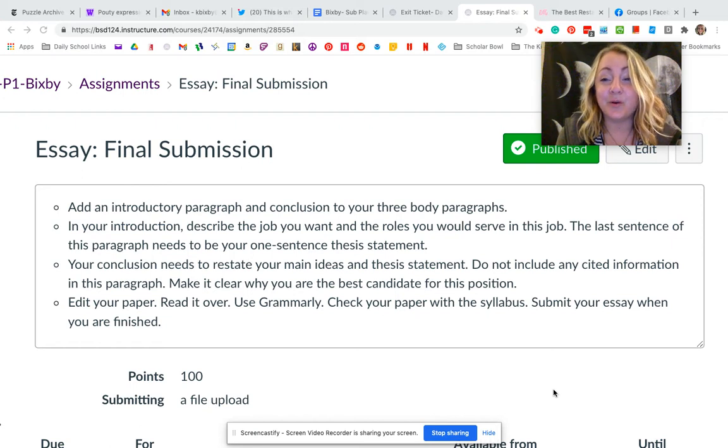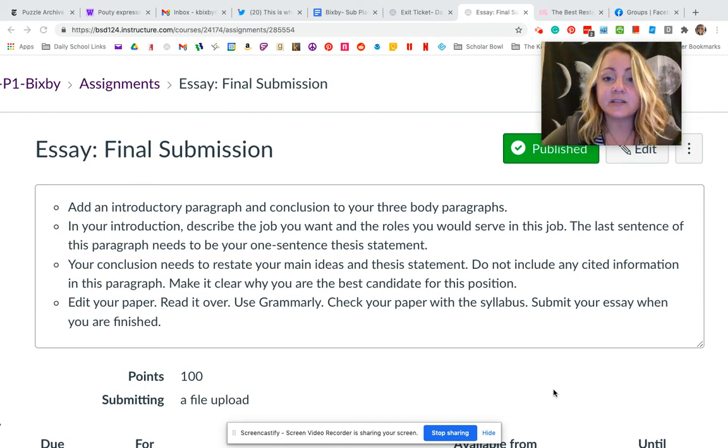That means you're going to read it over. One thing that I would do is do a Command F and search for the word "you." Remember, you never want to use second person in your formal writing. Anytime you're talking about "you," ask yourself who it is you're really talking about, and then change it to that more specific word. Then check your paper with the syllabus and submit your essay when you're finished.